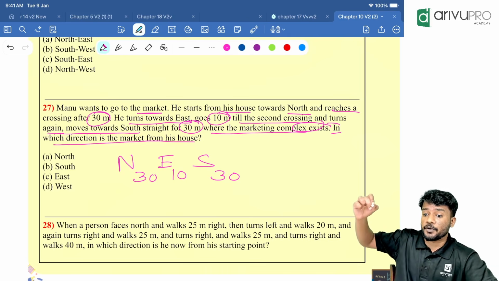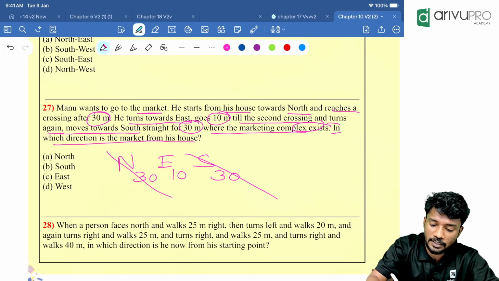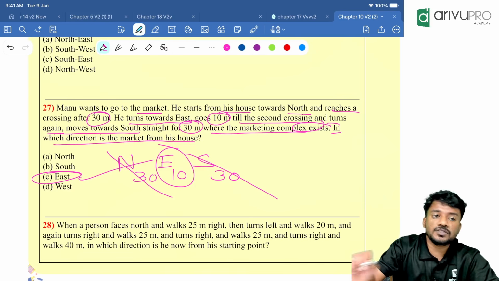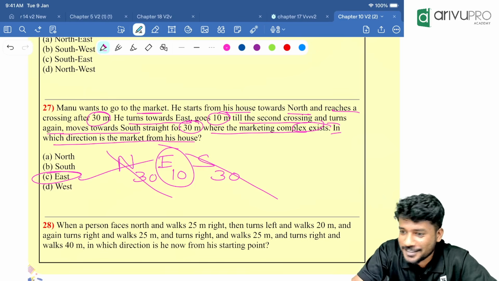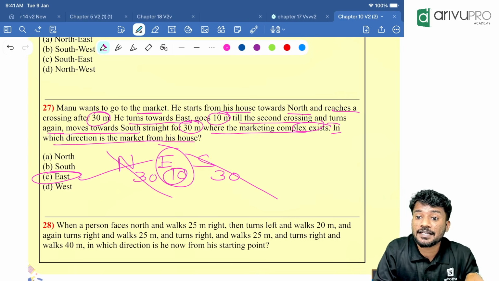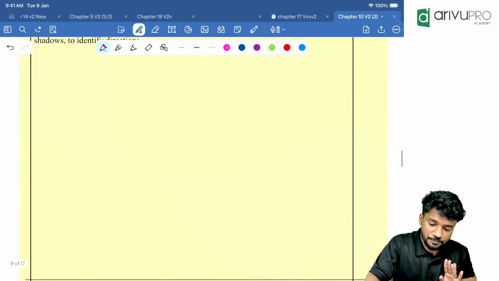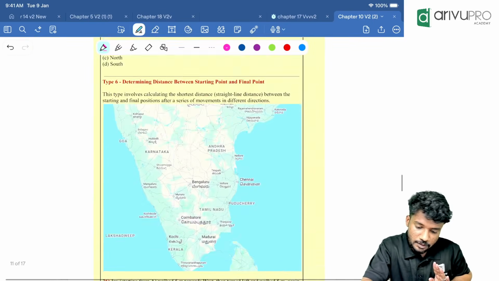The house is the initial point, then the market is the final point. North and south got cancelled. What is remaining? East is remaining. East 10. The shortest distance is 10 meters between the market and his house. Next question, people.